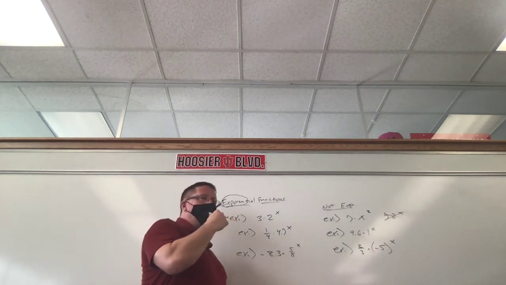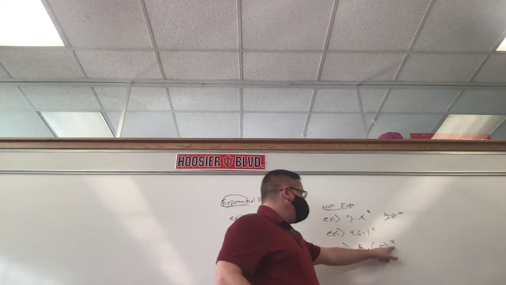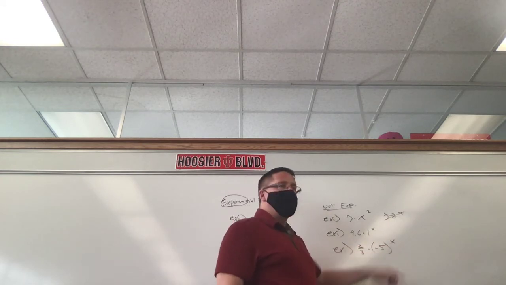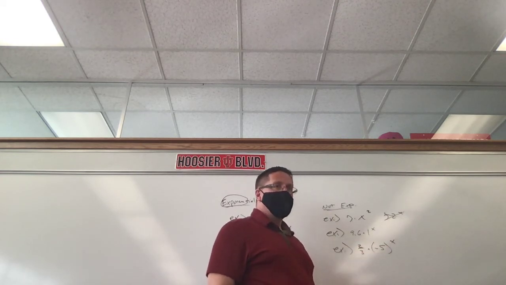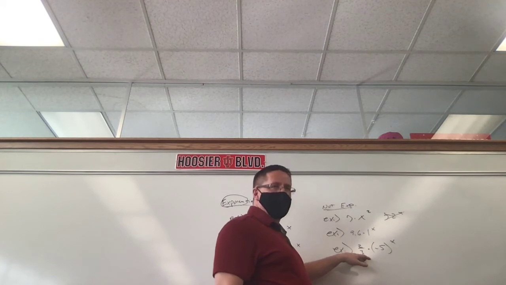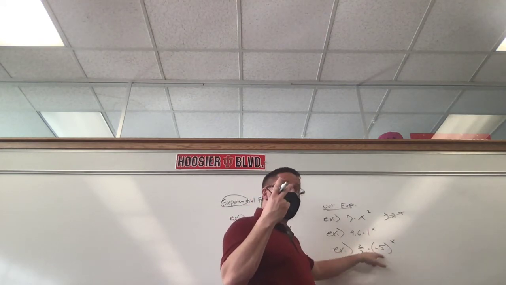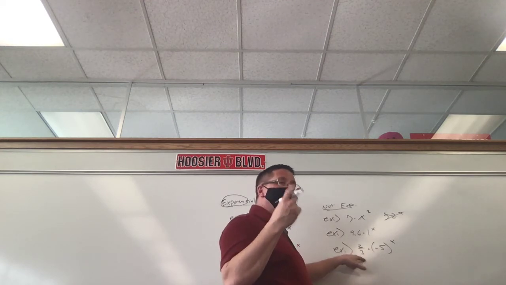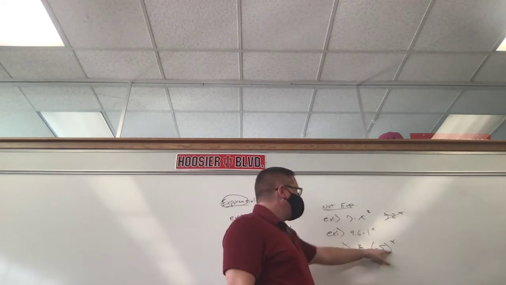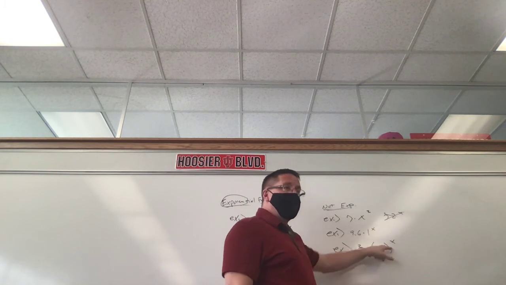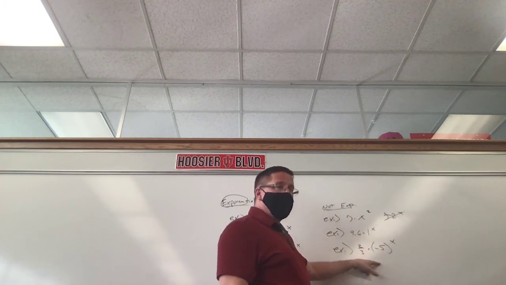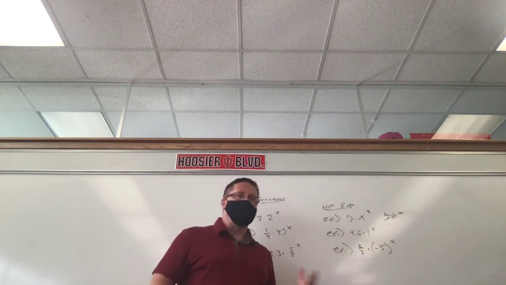Well, here's what happens. If I was to plug in 1 here, negative 5 to the first is negative 5, times this number would be a negative number. If I plug in 2, negative 5 squared is positive, times a positive is a positive. And if I plug in 3, negative 5 to the third is a negative number. It would go negative, positive, negative, positive, negative, positive.